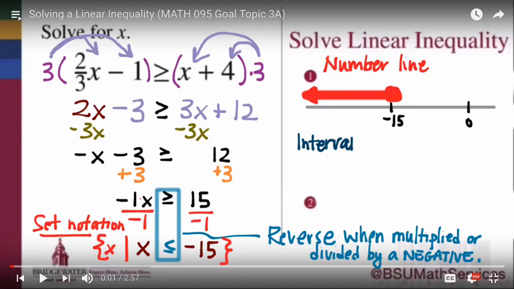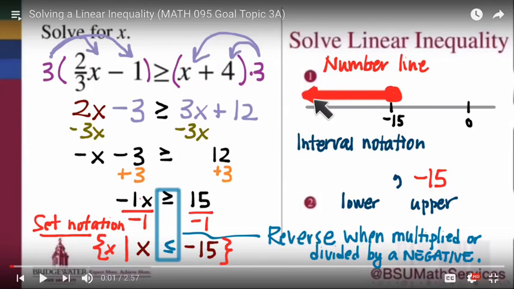For interval notation, what I want to do is write out what is the lower limit and what is the upper limit of my solution. First of all, starting with my upper limit, how far up on the number line does this set go? -15. That becomes my upper limit. How far down on this number line does my solution go? Yeah, exactly. It never stops. So it goes all the way out to what we call -infinity.